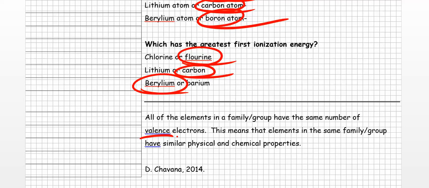All right? So there you have it. That tells us that the valence electrons are determining the physical and chemical characteristics as well as the bonding characteristics of elements.